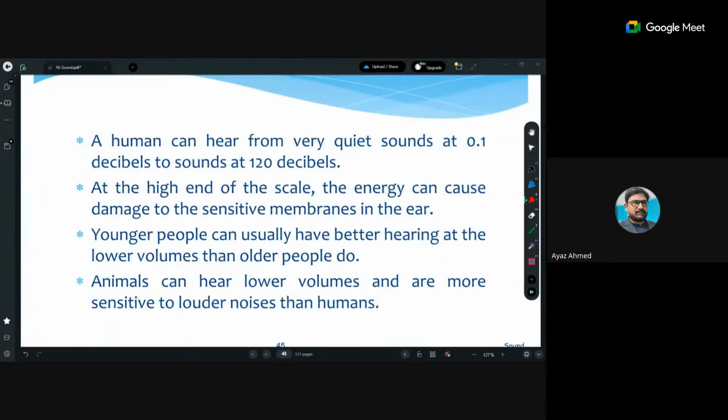When we have loudness level, usually humans can hear from a very quiet sound of 0.1 decibel. Decibel is its unit. It's not included in your syllabus, but you have to remember that, to 120 decibels. In your multimedia equalizers, there is a decibel adjuster. When you adjust that multimedia equalizer by more than 120 decibels, it can cause pain in your ear, right? That is one other factor, that it damages the sensitivity of the cells of your eardrum.